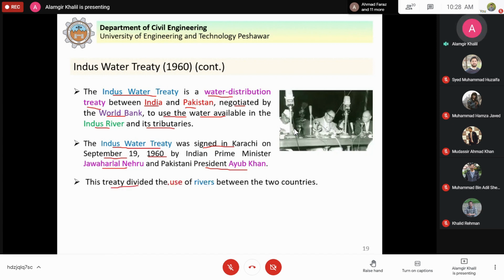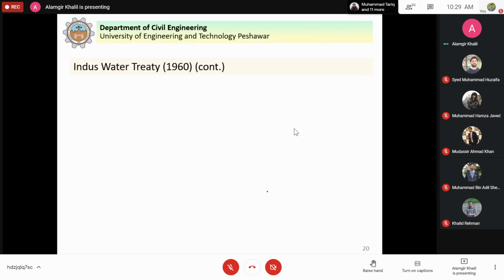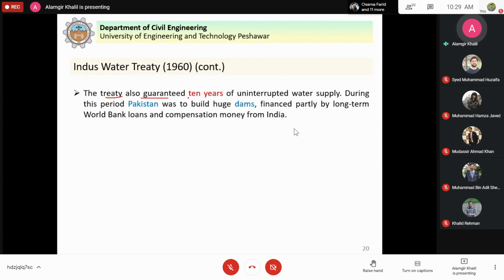The treaty divided the use of rivers between the two countries. The treaty gives control over the waters of the three eastern rivers, that is the Beas, Ravi and Sutlej, to India, while control over the waters of the three western rivers, that is the Indus, Chenab and Jhelum, to Pakistan. The treaty also guaranteed 10 years of uninterrupted water supply.